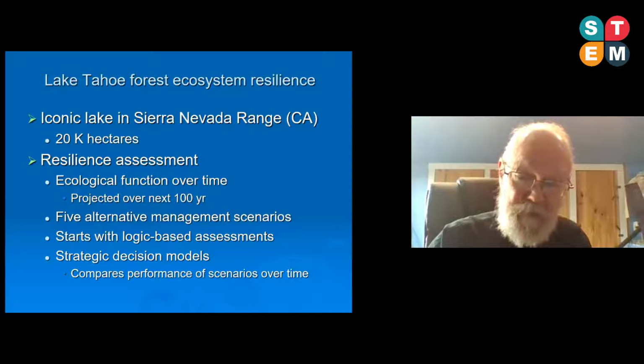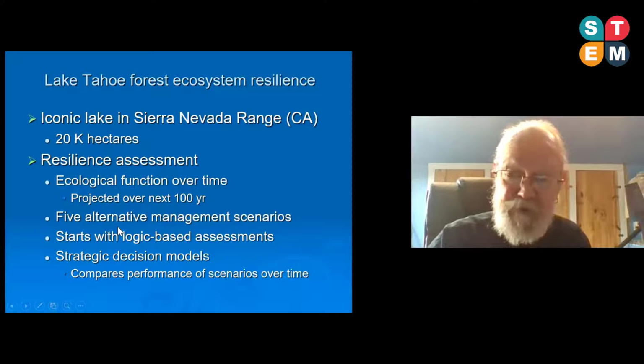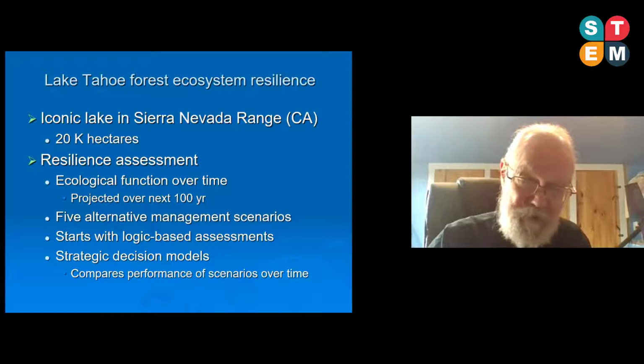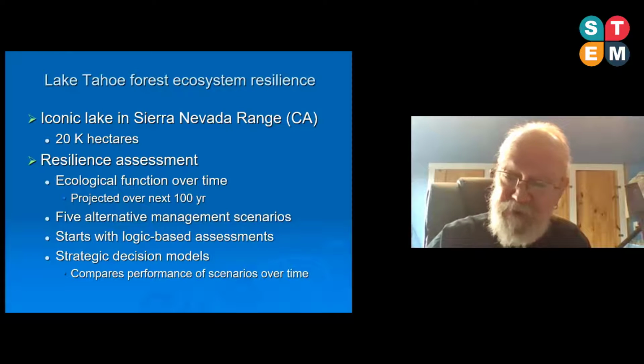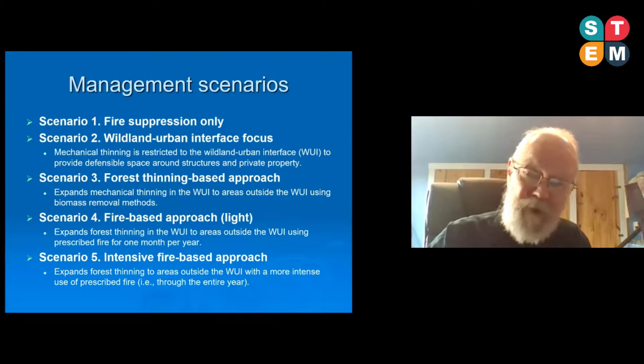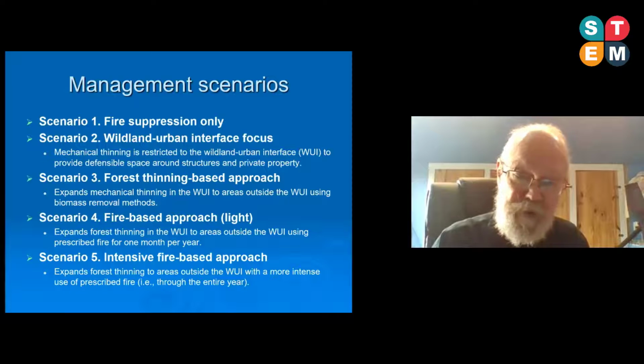In this project, the team looked at 5 alternative management scenarios, which I'll show you in a second. It starts with a logic-based assessment, as I mentioned a minute ago, but then the information flows into strategic decision models to compare performance of scenarios over time. Now, really quickly, I won't spend a lot of time here, but the major scenarios that are covered are shown here. First one is fire suppression only.